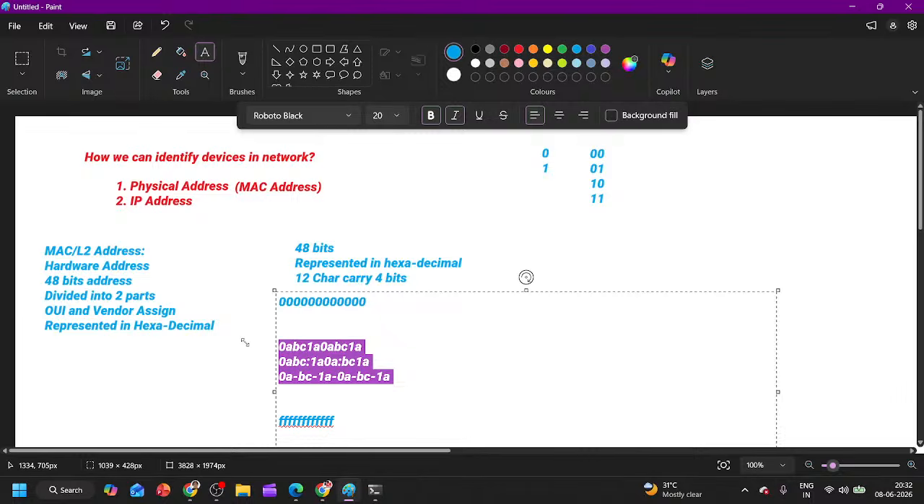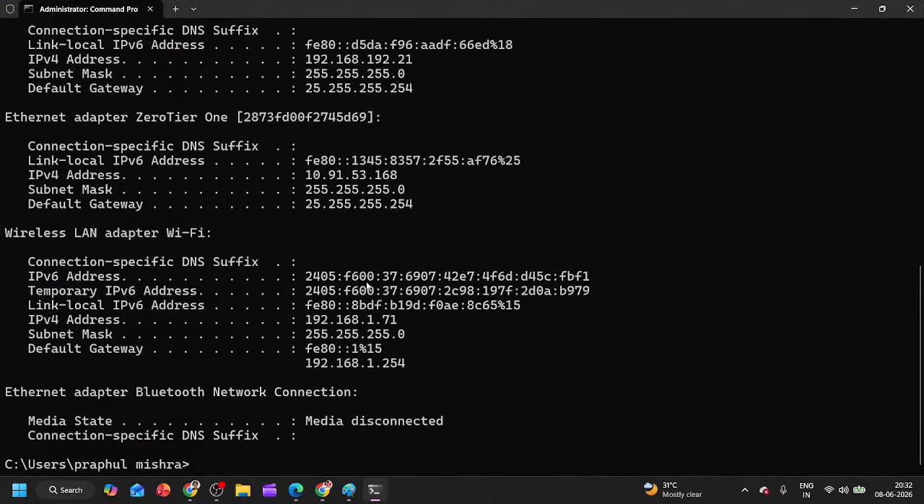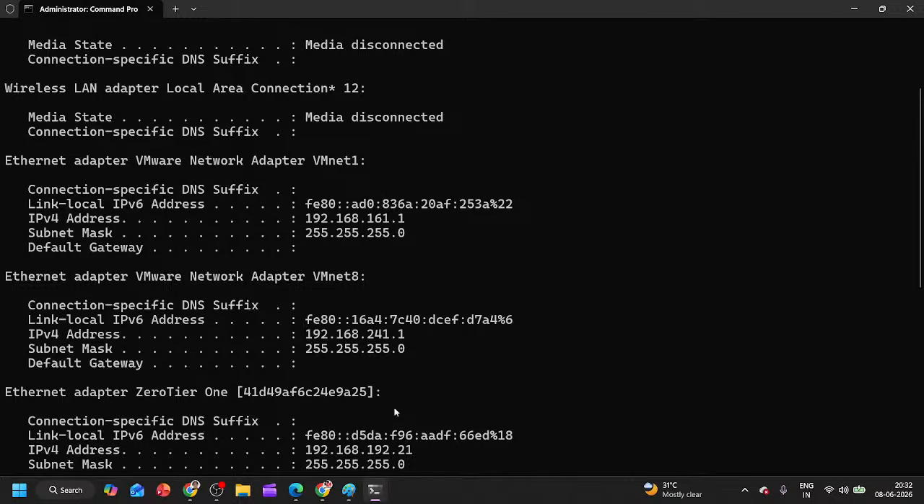On Windows operating system you will have a different MAC representation, and in the last class on the switch, Cisco IOS operating system, you had seen the MAC representation, right? Cisco represents it like this, correct? Cisco. And Windows operating system represents it like this. Here on my NIC you will see a similar kind of MAC address, correct?